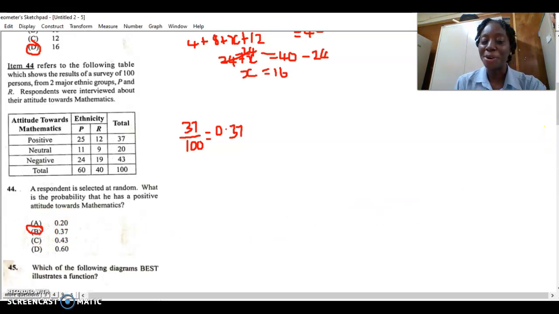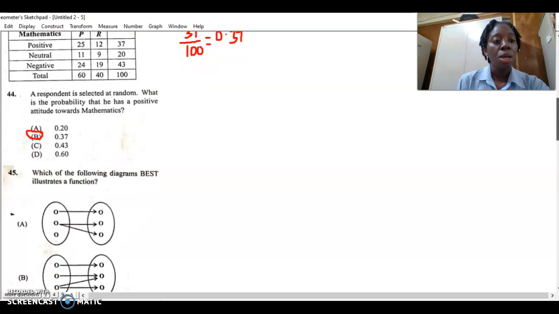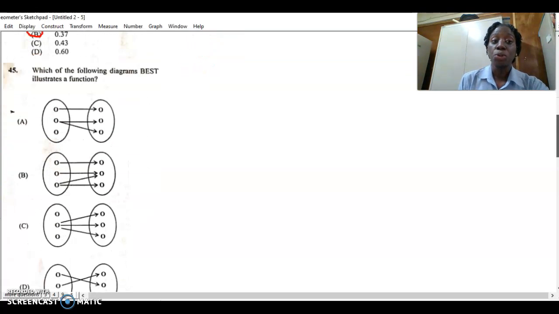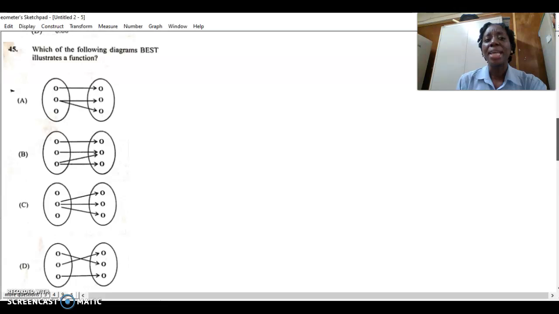Moving right along. Now, 45. Let's see what 45 has in store for us. Which of the following diagrams best illustrates a function? Now a function illustrates a one-to-one mapping. Now I'm going to move all the way down to D. One element in the domain matches the element in the range in all three cases. So therefore our answer is simply D.